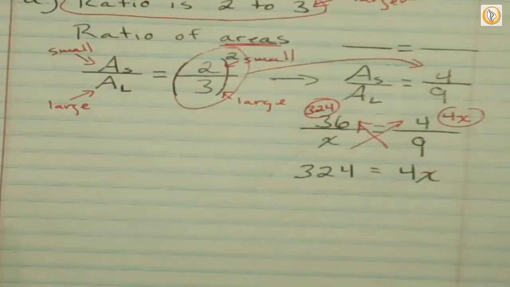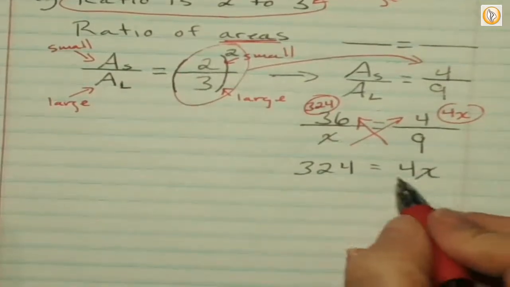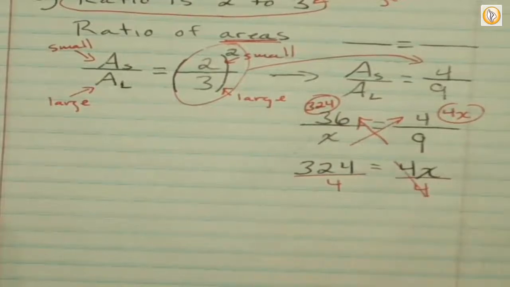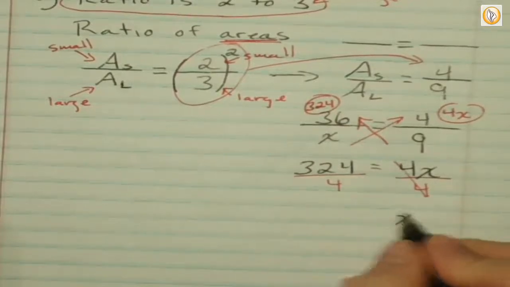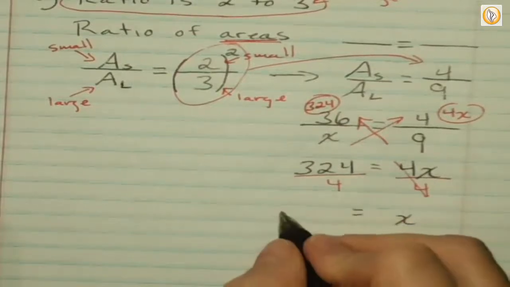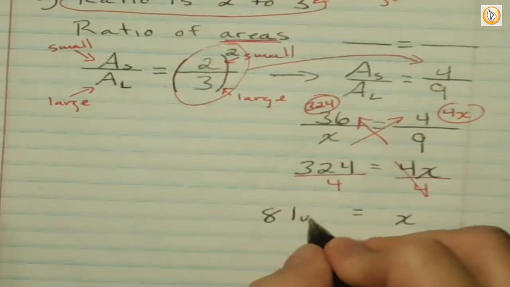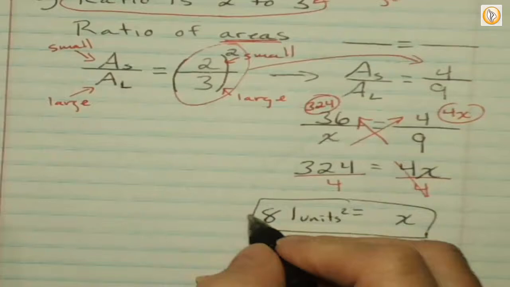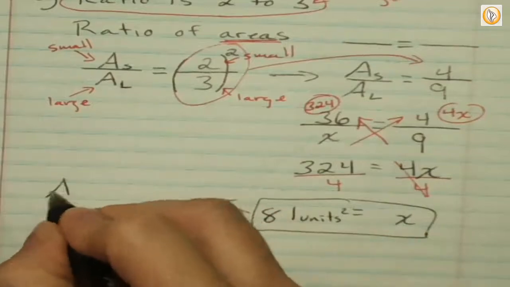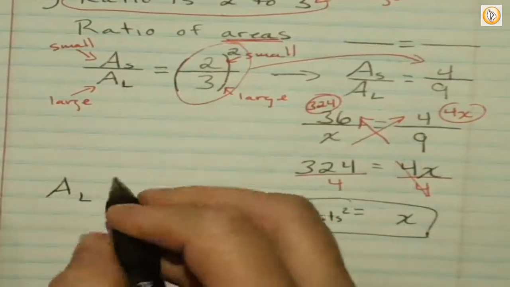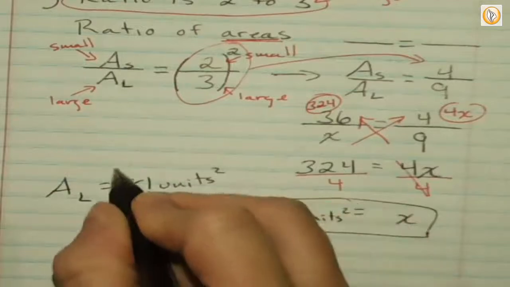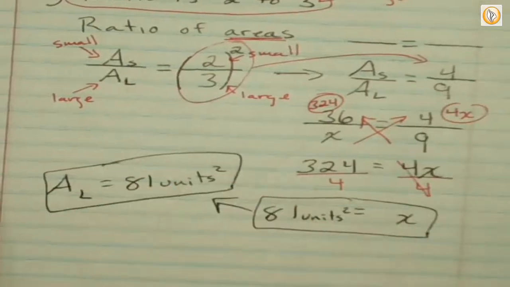So now, Matt, what do I do? You divide. There you go. We're dividing both sides by 4. These cancel out. X equals 81 units squared. So basically, we can say that the area of the large figure is 81 units squared. So that's what we're looking for.